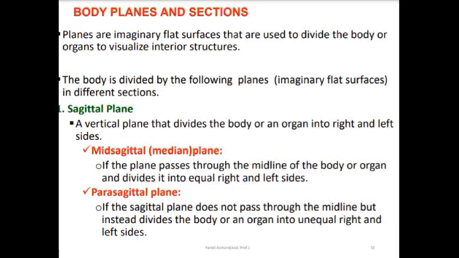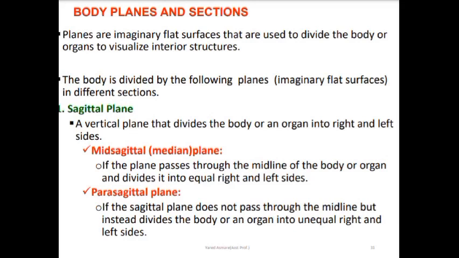Now I am going to teach you about the body planes and sections. What are the body planes and sections? Planes are imaginary flat surfaces that are used to divide the body or organs to visualize interior structures. The body is divided by the following planes or imaginary flat surfaces in different sections.